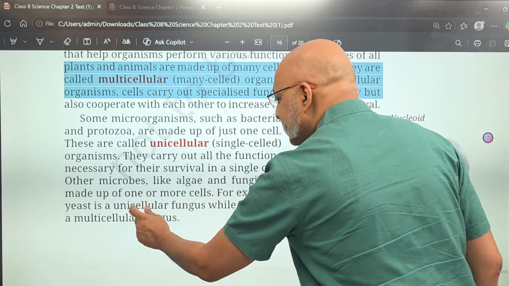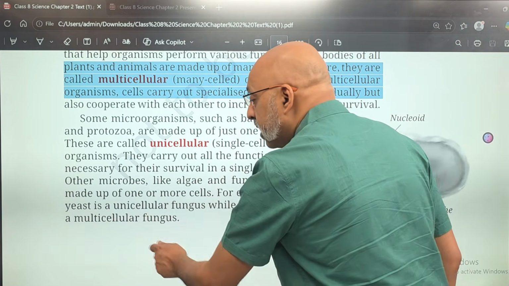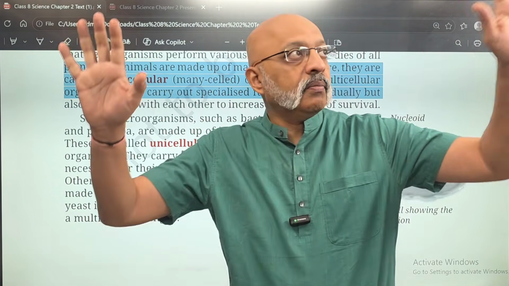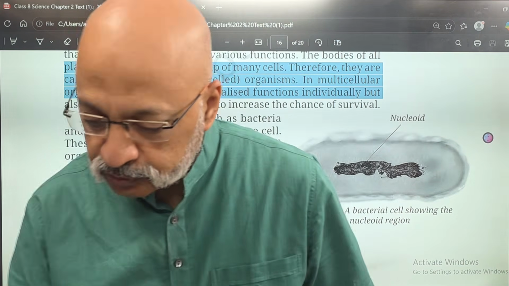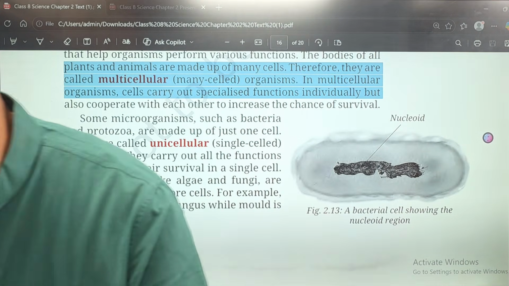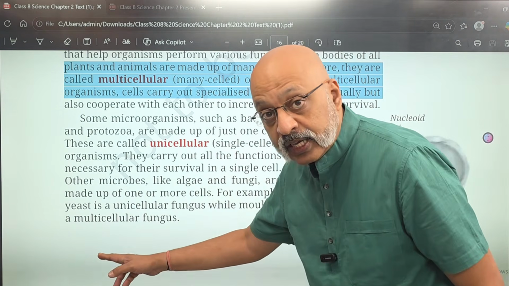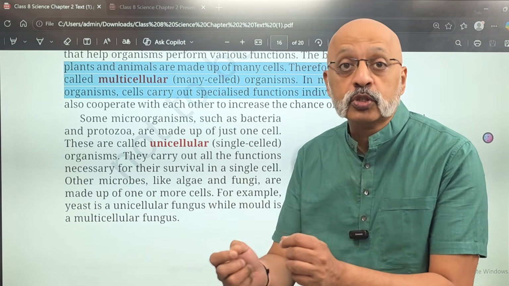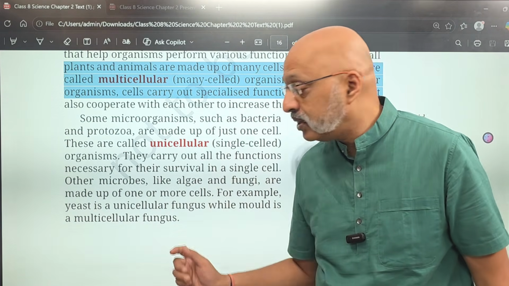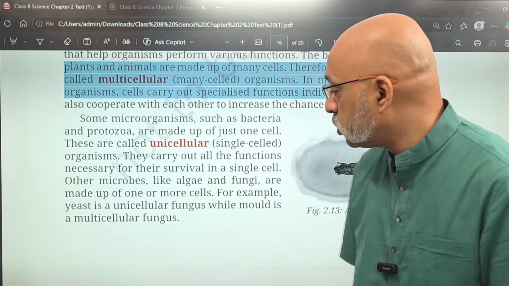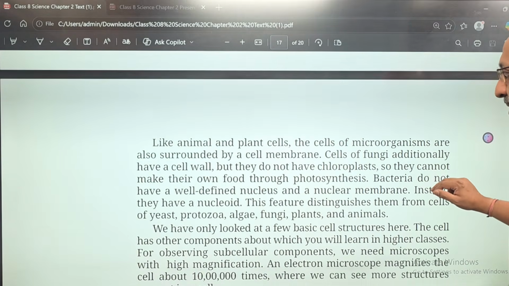For example, yeast is a unicellular fungus, while mold is a multicellular fungus. Mold is again something which also gets formed on walls, etc., right? It gets formed on walls, it gets formed on bread, etc. That will be known as a mold. Now that's a multicellular, while yeast, which is used for baking, is a unicellular fungus. So these kinds of distinctions you need to be able to remember and recall in the examination.